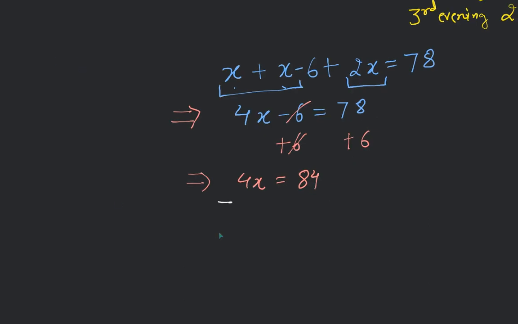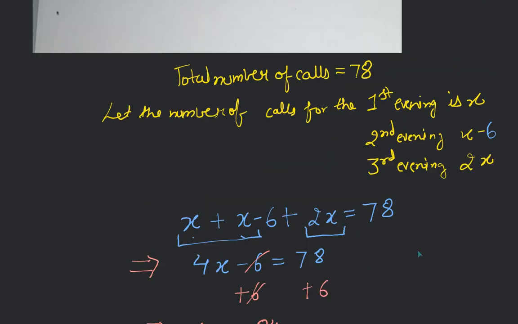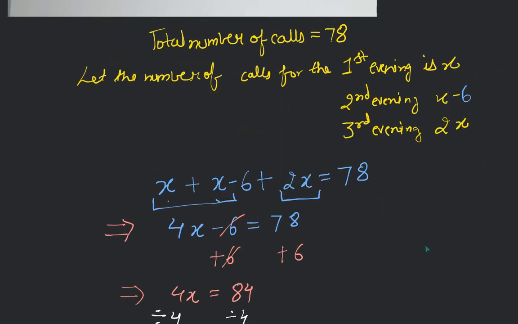Now we can divide. We have to eliminate all the other numbers along with x, so that we have the value on one side and the variable on the other. So 4 divided by 4 will be 1, and we will have only x left. That is the number of calls made by Maya in the first evening. And 84 divided by 4 is 21. So the number of calls for the first evening is 21.